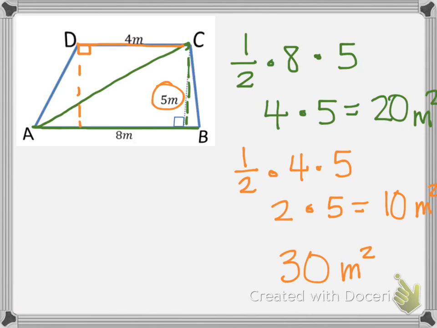So we didn't need to find the bases of those two little triangles over here. We don't need to do that. And since we couldn't, this is a great alternative. So remember to cut the trapezoids from vertex to vertex diagonally. And you'll create two triangles and then add those areas of those triangles together. And you've got it. Okay?